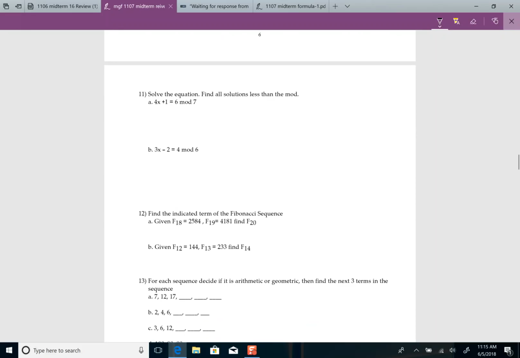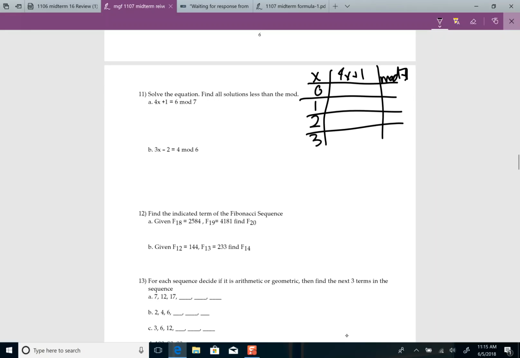All right, then we have equations using mods. Now with equations using mods, it's important that this is not algebra. You need to make a chart. So here's my chart. I have my values of x, I have values of 4x plus 1, and then I need to use my mod. And this time my mod is 7. Okay, so 0, 1, 2, 3, 4, 5, and 6. Remember, go 1 less than the mod. So the mod is 7, I go to 6, I always start at 0.